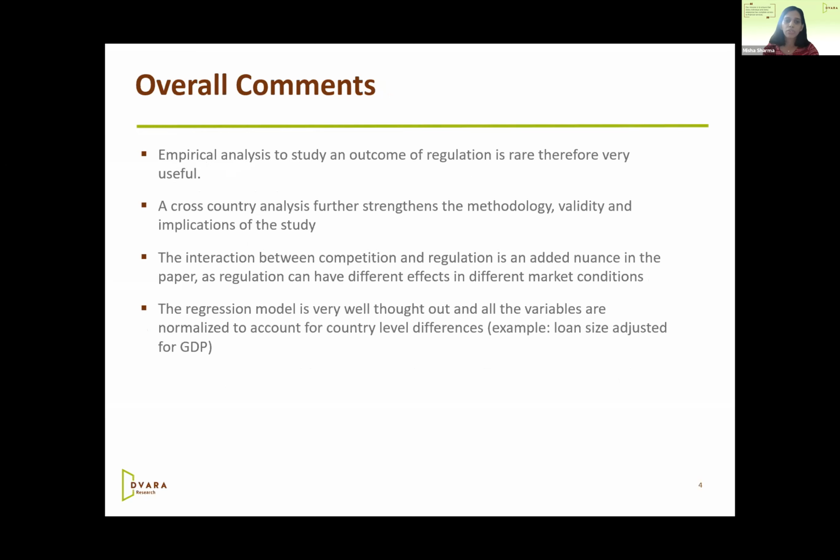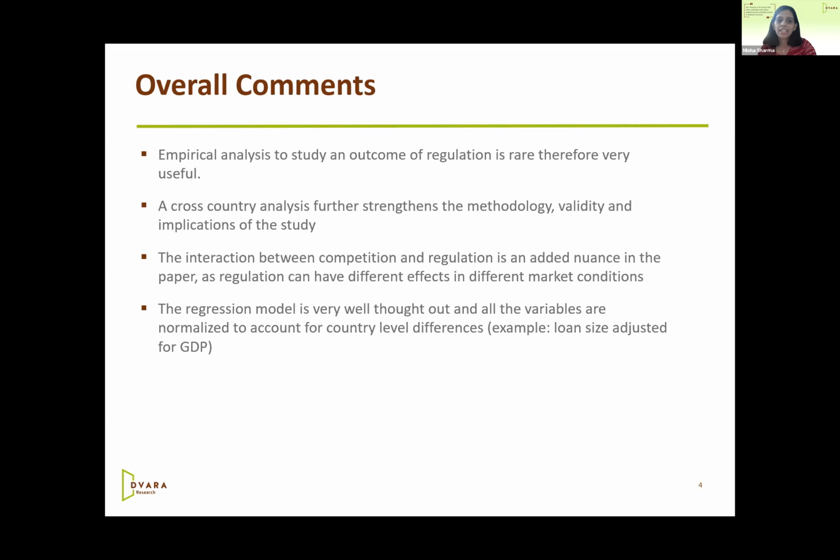But really, Tristan, in terms of the overall comments, we were really fascinated by the fact that you were able to do empirical analysis to study an outcome of regulation. Because as you rightly point out in the paper, it is indeed very rare. Most of the analysis that we see on regulatory aspects is either a commentary or a case study, or if it's a quantitative analysis, it's restricted to one country. So the fact that you were able to do an empirical analysis, and that too a cross-country analysis, was really amazing. It makes the methodology very strong, and the validity and the implications of the study are wide. So I think that was really appreciated.